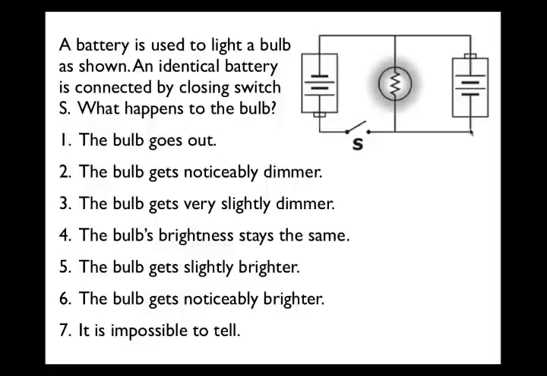So those batteries are actually essentially fighting against each other, canceling each other out, and this would be a terrible circuit to build. You would very quickly waste your batteries, and the bulb would not light in this particular arrangement.